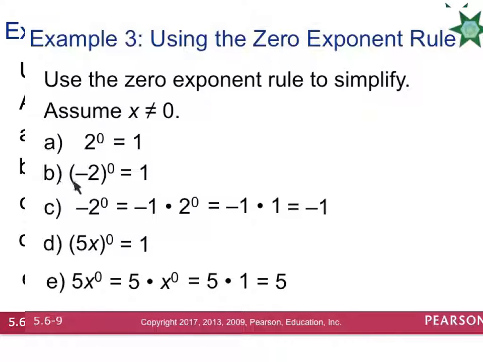Here our base is minus 2, and we take anything to the 0 power, we get 1. But here my base is just 2. The negative is not part of my base, because I don't have parentheses. And then same with D and E.